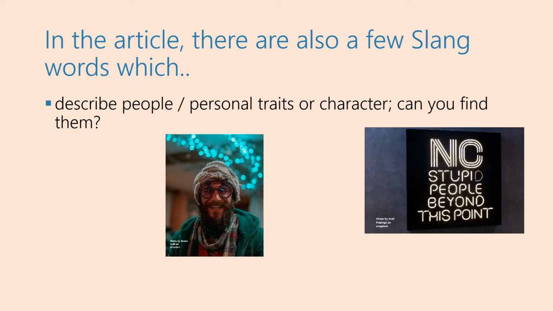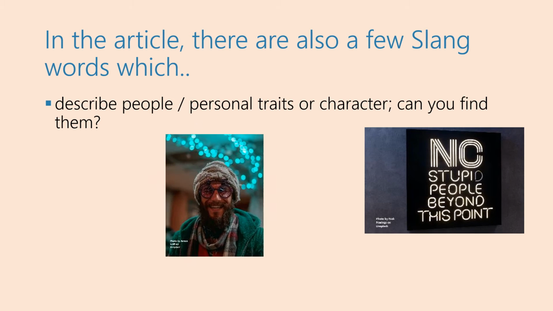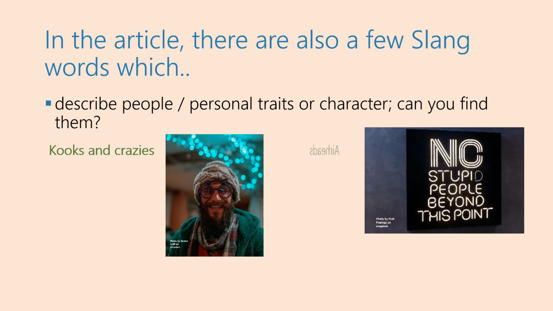The article you have just read also included a few slang words. There are 2 collocations used to describe people, personal traits, or character. Can you find them? Have you spotted them? Can you guess from the photos? The first one was kooks and crazies. And the second one? Airheads.